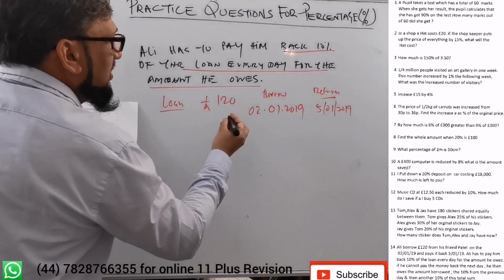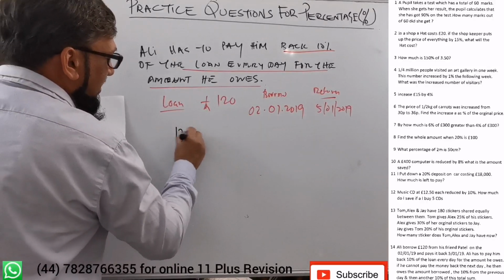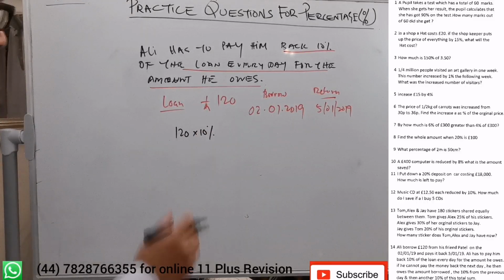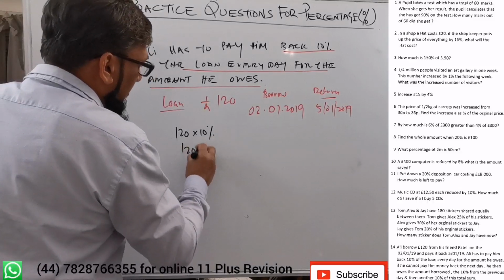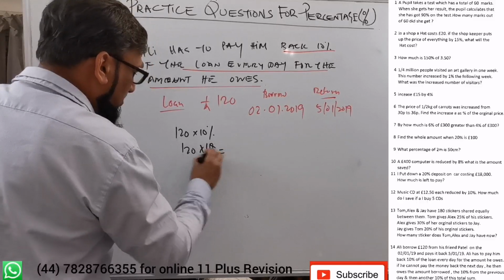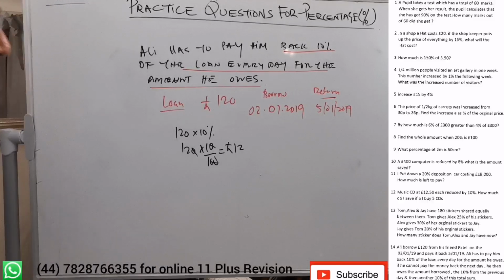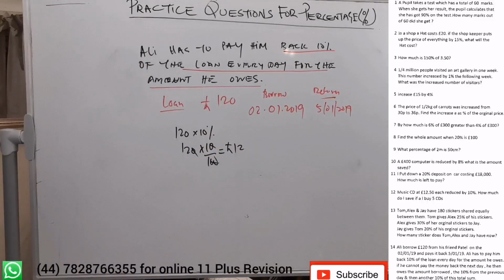So first we need to find out 120 times 10%, which is equal to 10 divided by 100. So this 0 cancels, so it means 12 pounds. 12 pounds for 120 pounds.